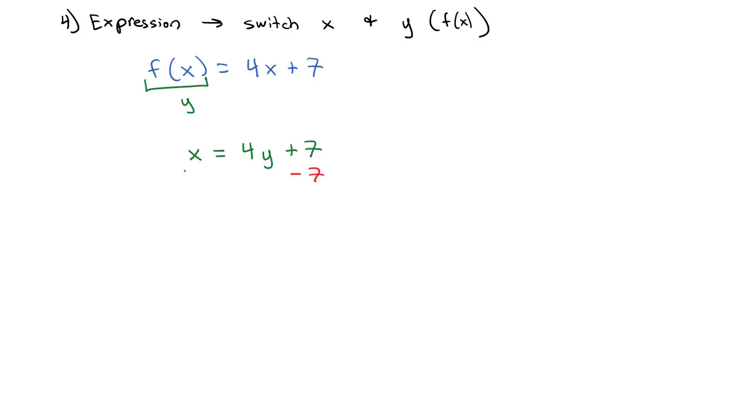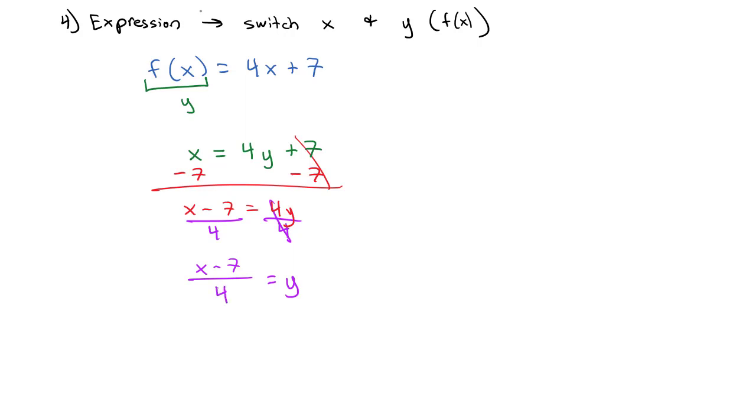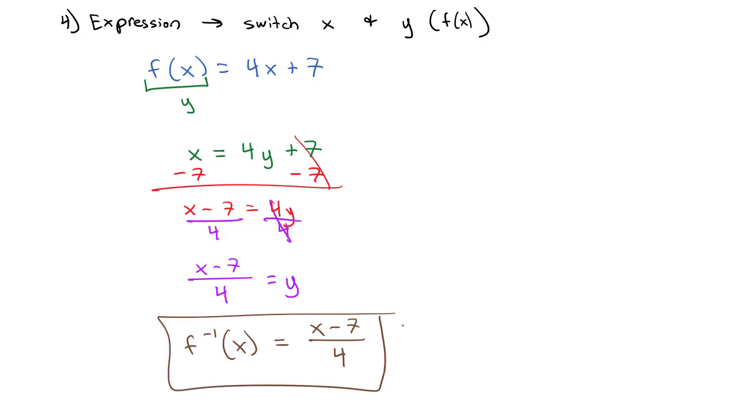We're going to subtract 7 from both sides to get x minus 7 equals 4y. Divide both sides by 4. And remember, with division, we have to divide the entire thing by 4 to get x minus 7 all over 4. And now that y is alone, we say we have the inverse function of x, which is x minus 7 all over 4. And there is our inverse of the original function that was written at the top in blue.